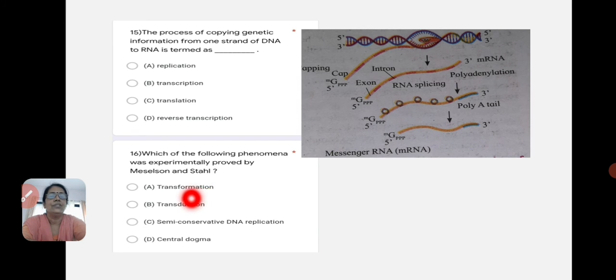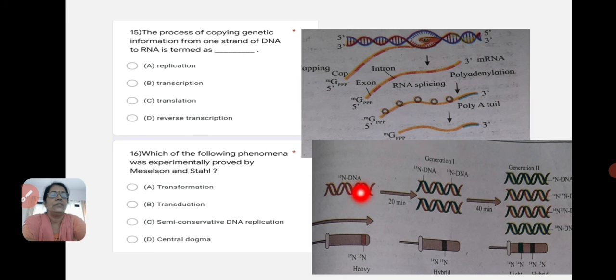Then the second question is, which of the following phenomena was experimentally proved by Meselson and Stahl? Transformation, transduction, semi-conservative DNA replication, or central dogma. Meselson and Stahl experimentally proved the semi-conservative method of DNA replication. Semi-conservative means one strand is new and another strand is old. Suppose this is the one old strand.